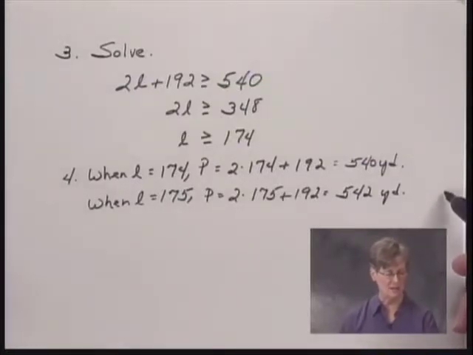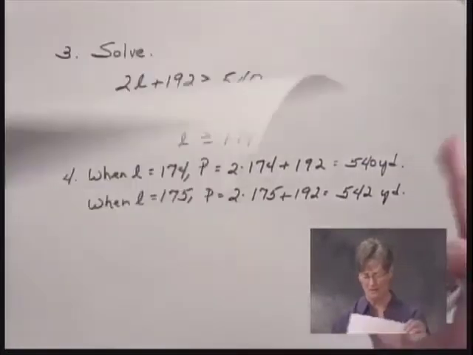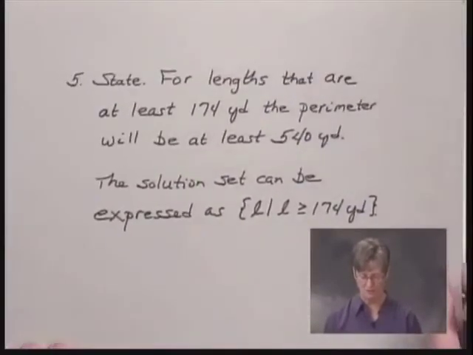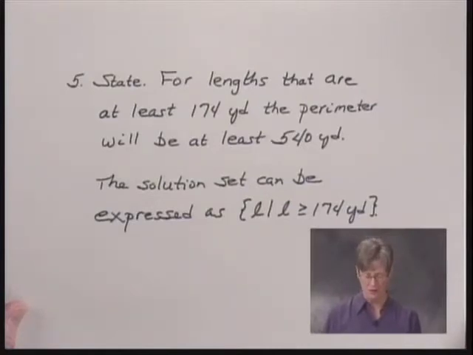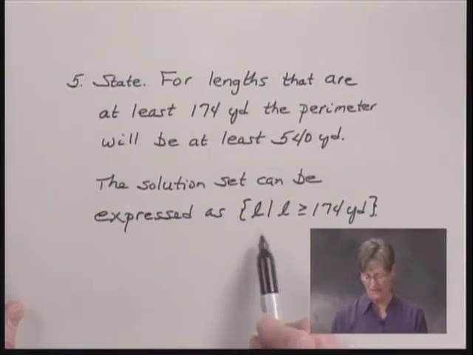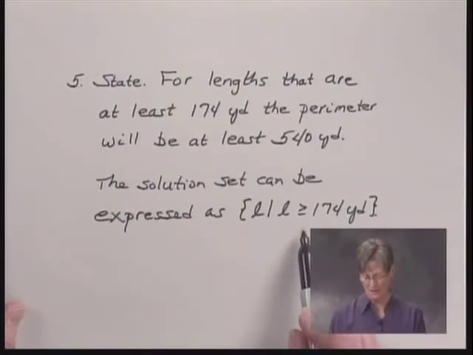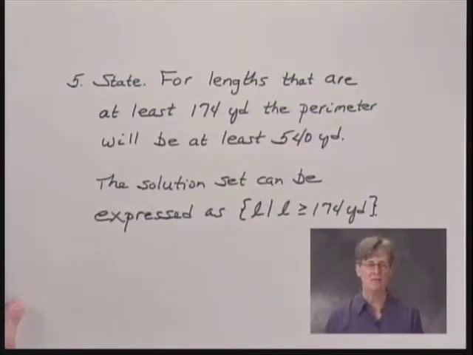And that allows us then to move on to the last step in the problem-solving process, which is to state the solution. And we say for lengths that are at least 174 yards, the perimeter will be at least 540 yards. And we can also express this solution set as the set of all L, such that L is greater than or equal to 174 yards.